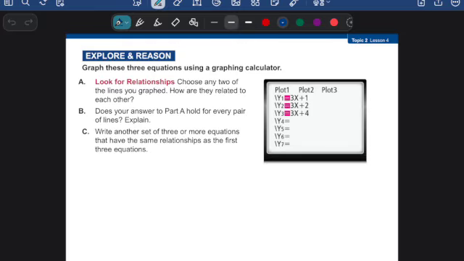Let's practice using our graphing calculator. So take out your graphing calculator. We're going to plot these equations into our y equals. So you're going to go into y equals, the upper left button, and type in these three equations. And we're going to compare the lines. How are they related to each other?